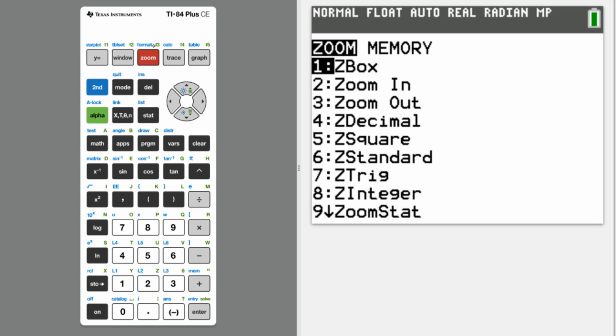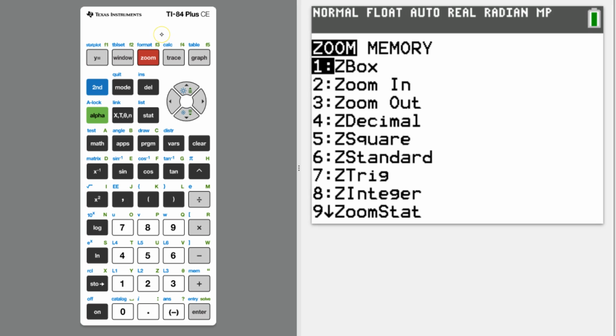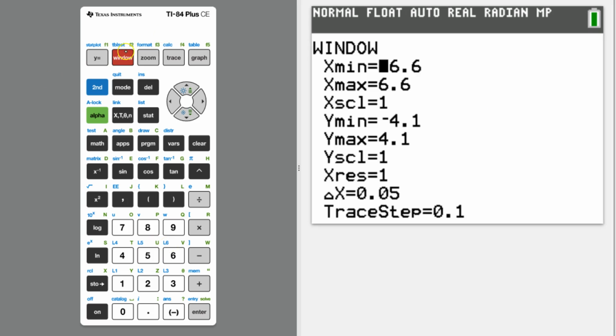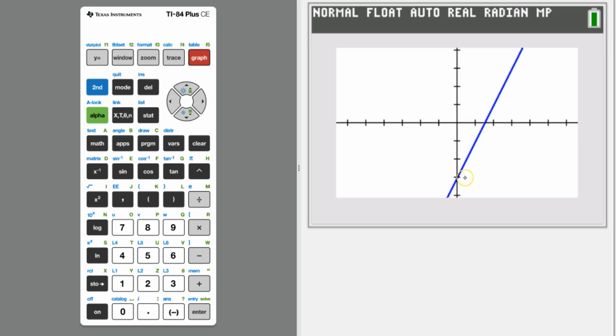You could also try zoom 4, zoom decimal. You could try zoom 5, zoom square. You can just play around with it. And you can also go to window and you can type in your own numbers. So as long as you can see the line and you can see its x-intercept and y-intercept, and it kind of is in the middle of your screen, then it's a pretty good window.